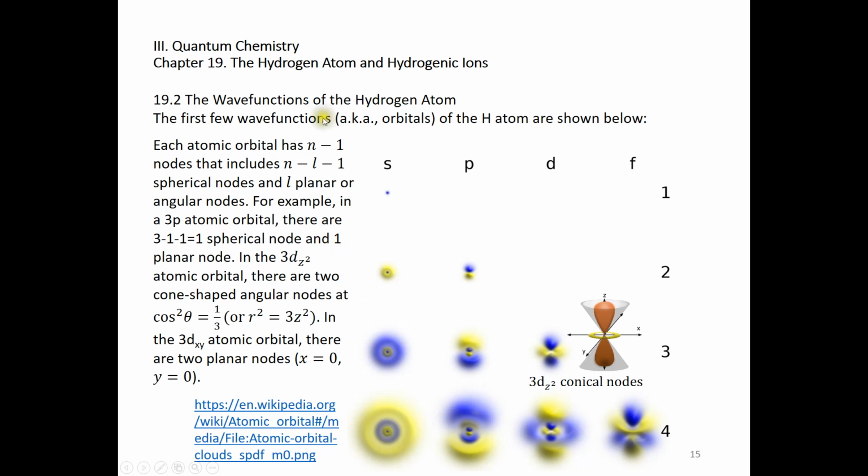So we can see the trend is this. Each atomic orbital has a total of n-1 nodes. And among these n-1 nodes, we have n-l-1 spherical nodes and l planar or angular nodes.